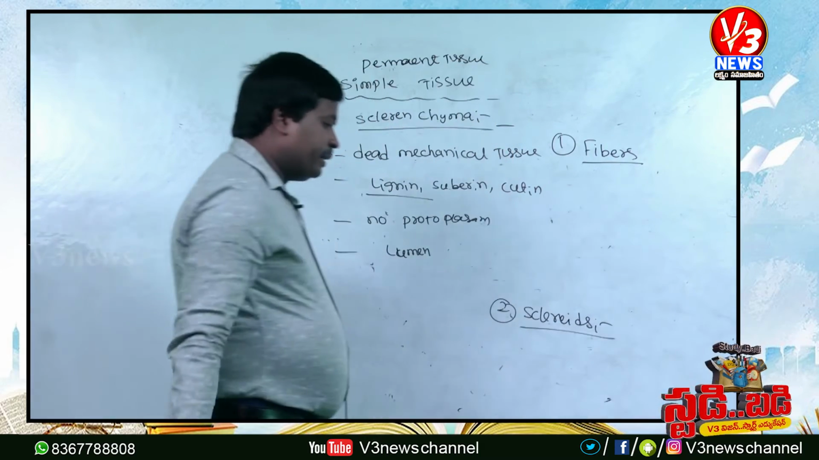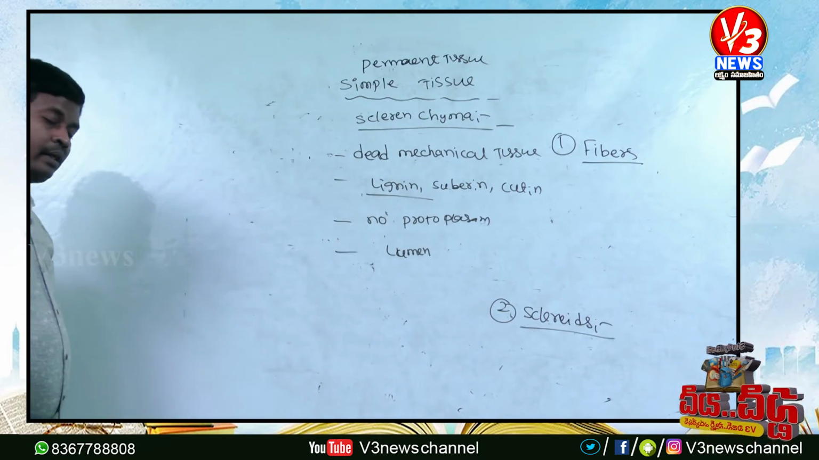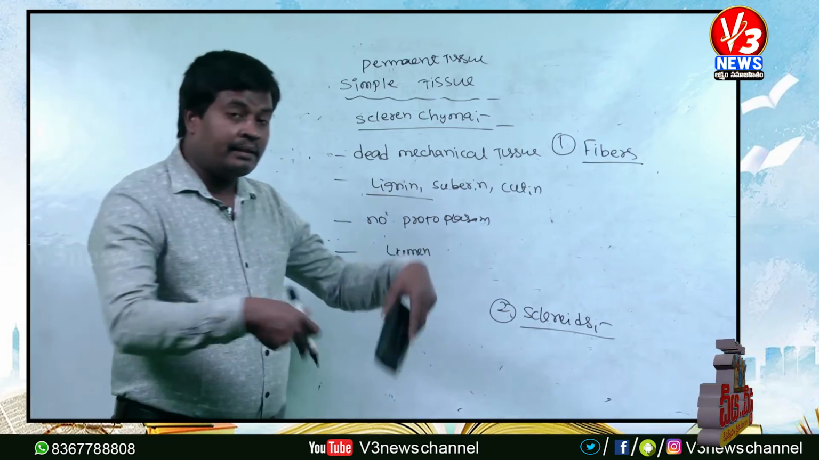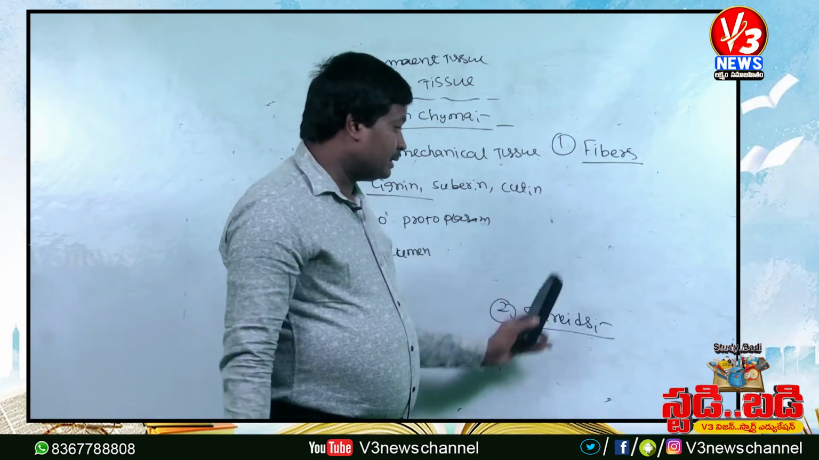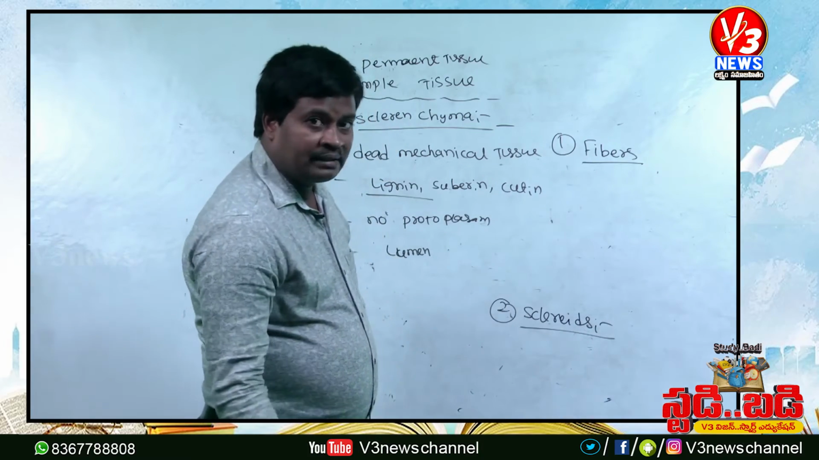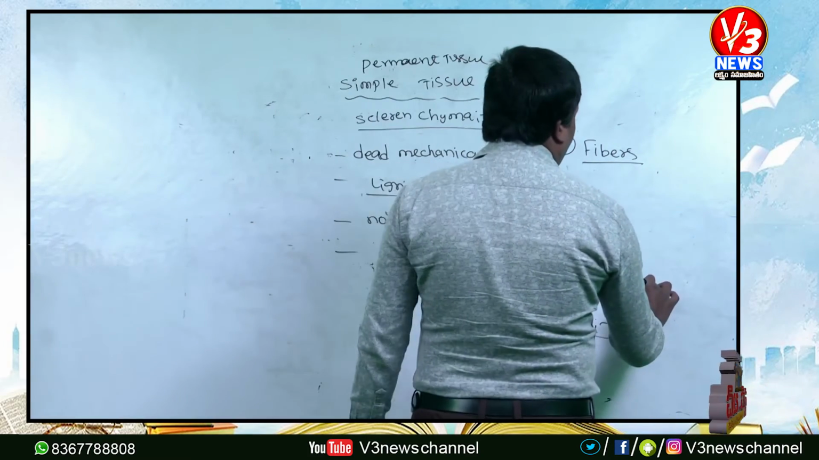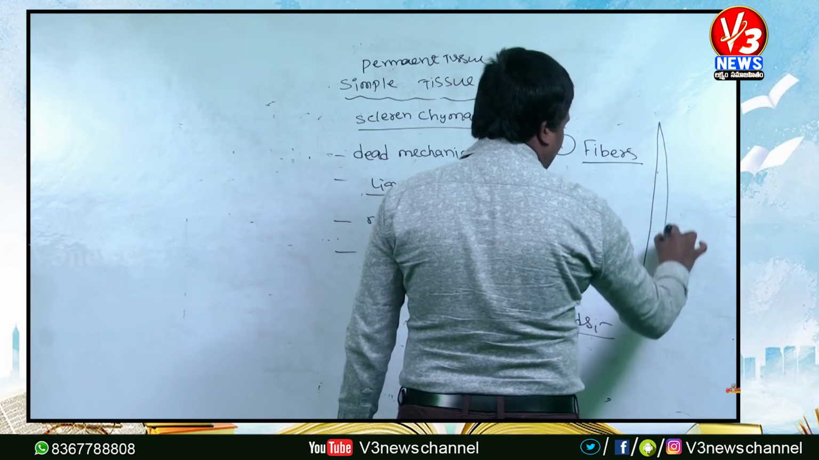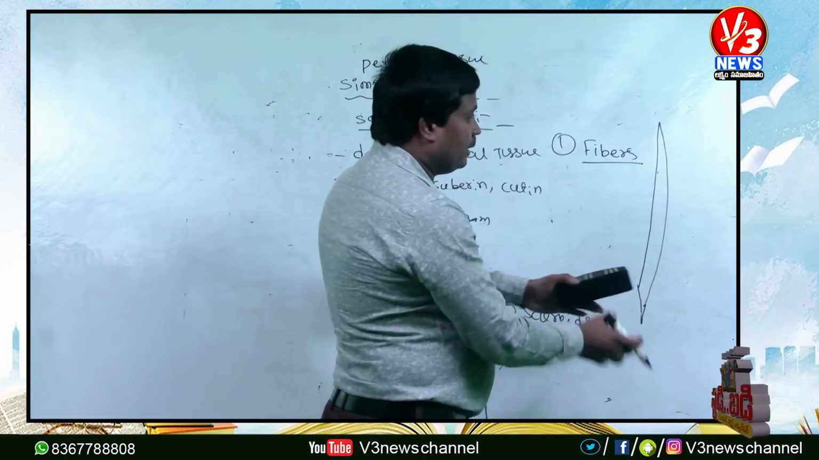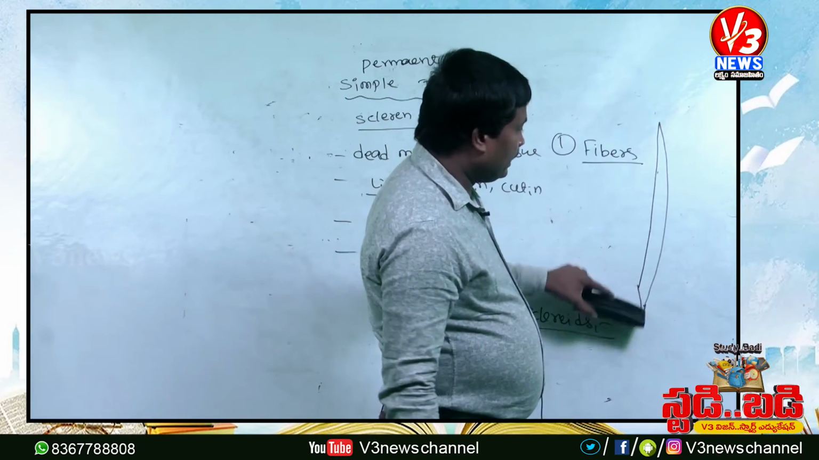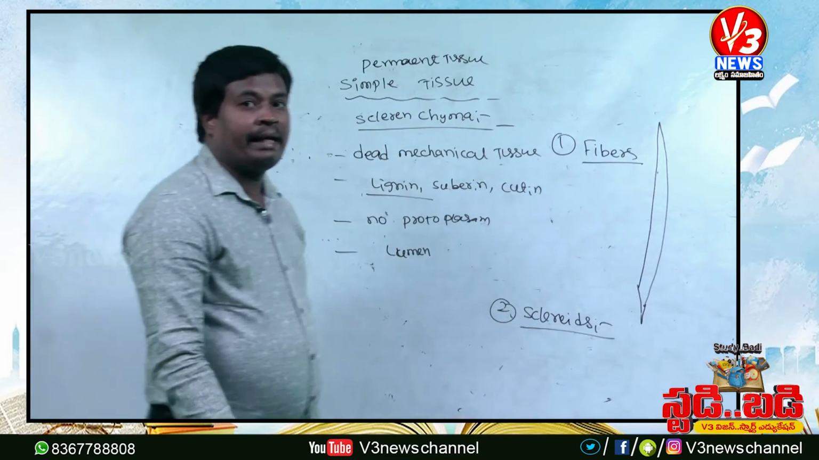Okay, sclerenchyma, dead mechanical tissue. There are two types of sclerenchyma: fibers and sclereids. But what do fibers mean? They are elongated cells with tapering or sharp ends.